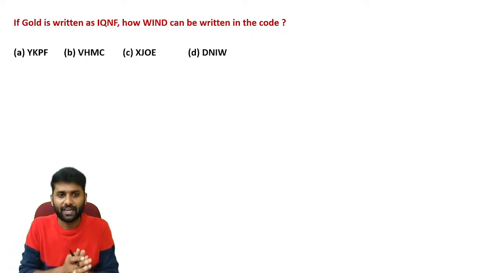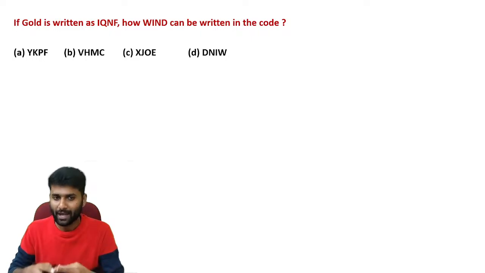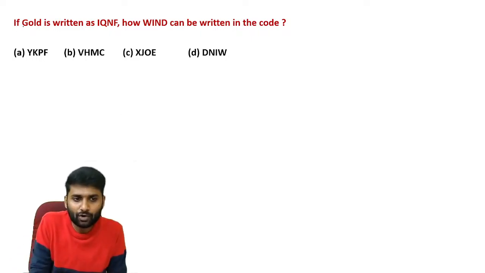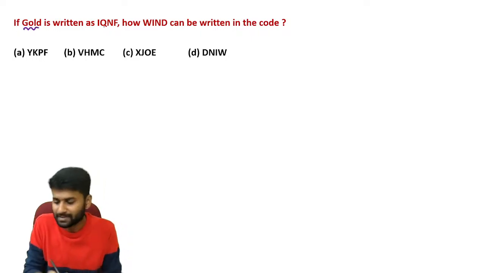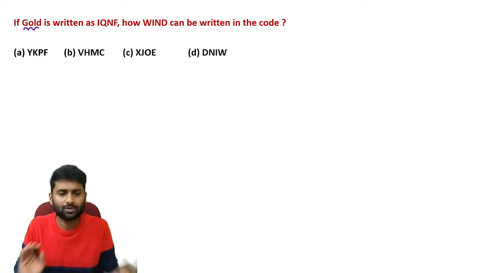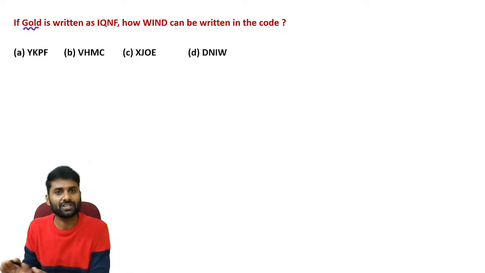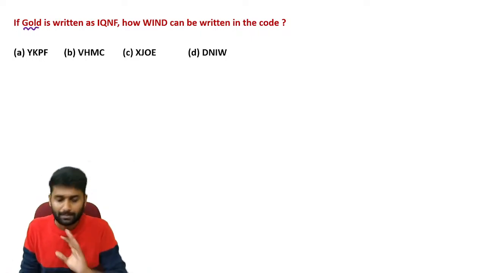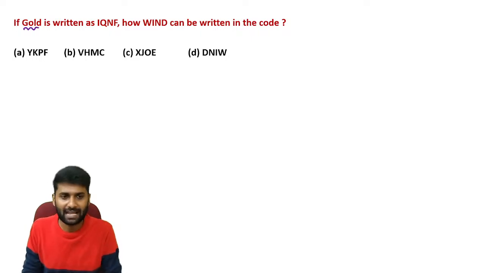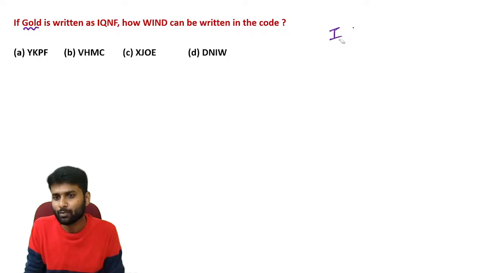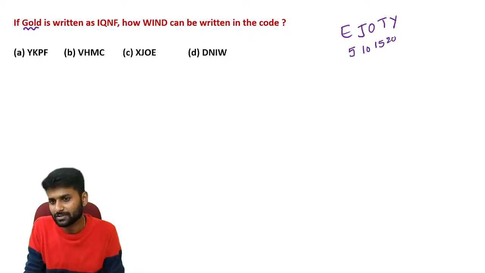Now here is the question: if GOLD is written as IQNF, how can WIND be written in that code? Guys, convert each and every alphabet into a number. I know you guys are good at alphabetical position and reverse alphabetical position, but I will help you out with how to remember the alphabetical position. Now see, remember this word: EJOTY. Just remember this word, EJOTY. Guys, each and every letter represents a multiple of 5.